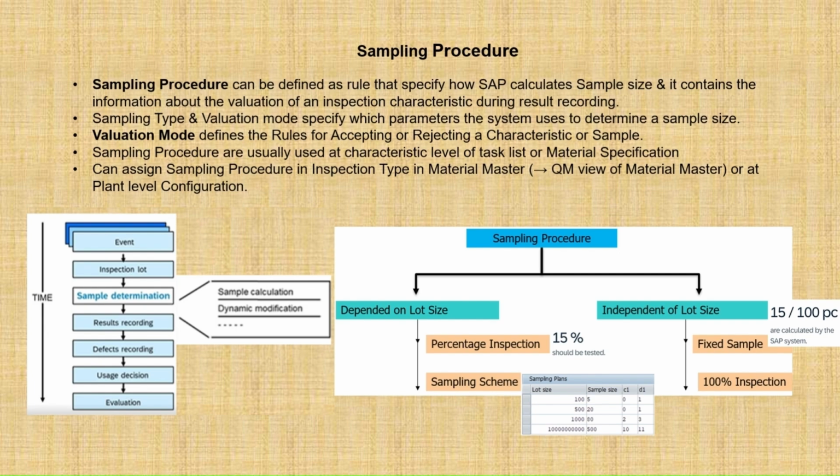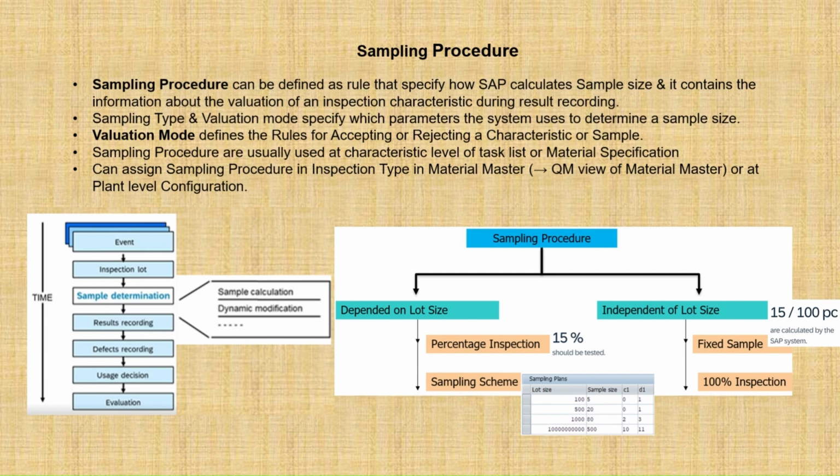Sample determination. Here I will be deciding what the size of my sample will be. Suppose my lot quantity is 100. How much sample should be taken for the inspection? Based on that, only that much sample I will be testing and doing the result recording for. If it is rejected, then I might record the defects also, and then the usage decision. It is a master data: the sampling procedure.